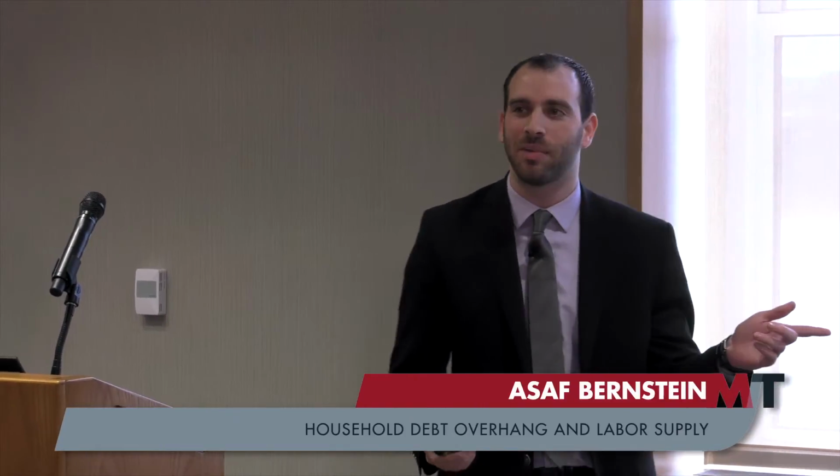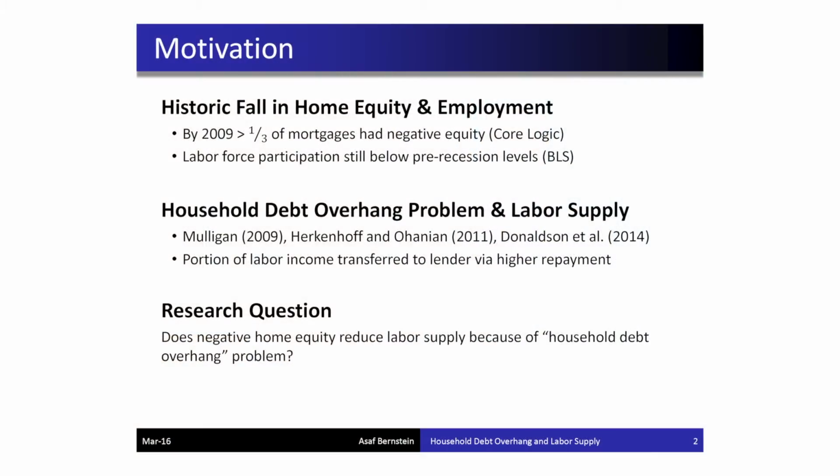So I'm going to talk to you a little bit about the effect of excess mortgage liabilities on household labor decisions. When I say excess here, I mean that the value of the house is less than the value of the liabilities against it. Following the massive house price decline after the crisis, about 1 in 3 households with a mortgage had negative equity in that house. At the same time, we saw a prolonged, significant decline in labor force participation and a rise in unemployment.